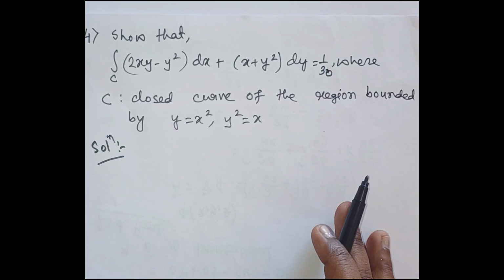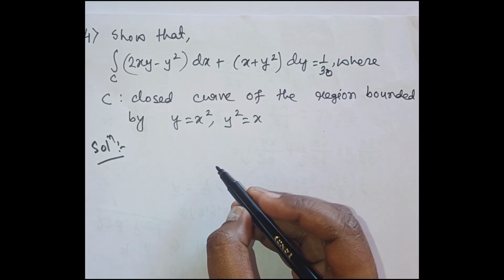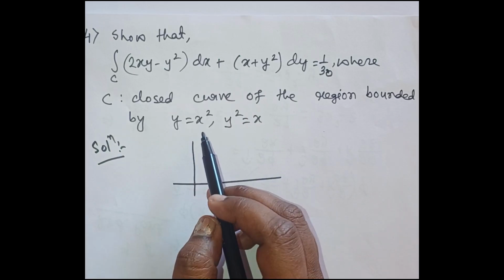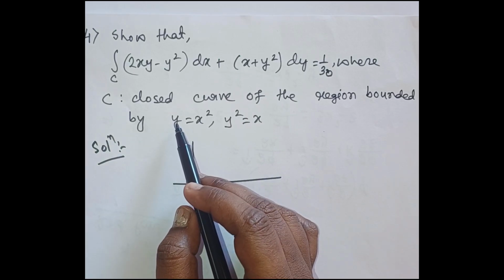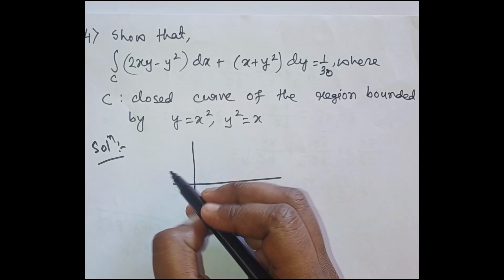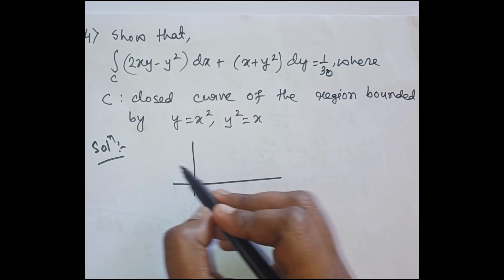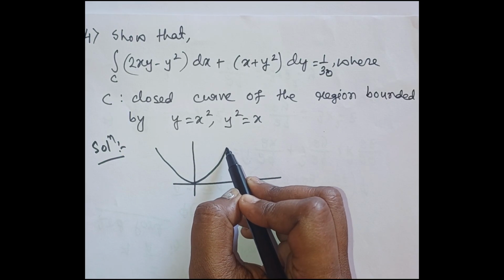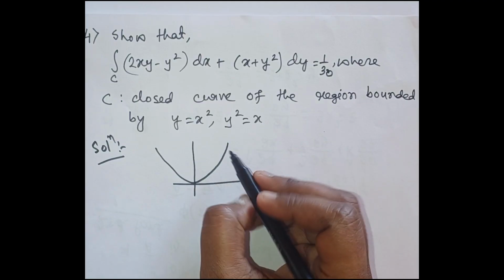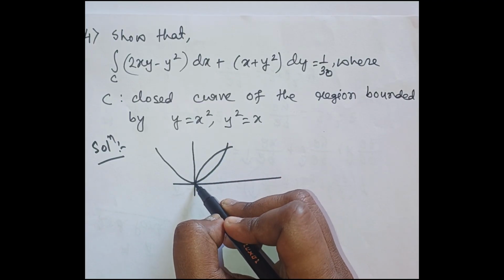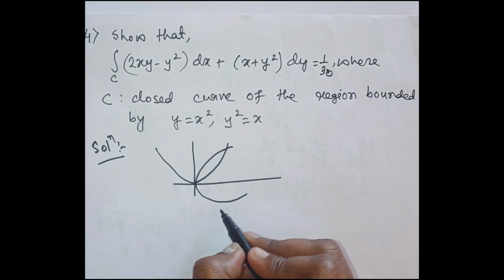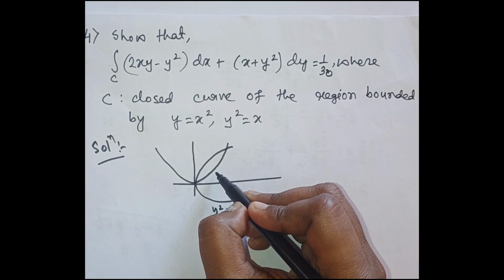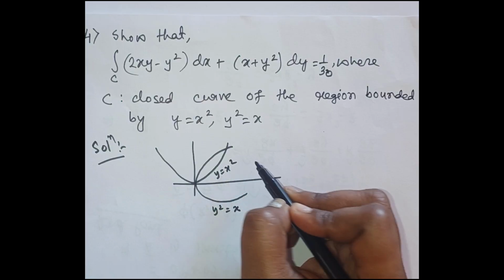We have to draw the closed curve actually. So for this, let us draw x-axis and y-axis, and also check that the right hand side will be 1 by 3, not 1 by 30. This is a mistake. So if you draw x square equal to y, this is an upward parabola passing through 0, 0, and y square equal to x is this side parabola. So this is y square equal to x and x square equal to y.